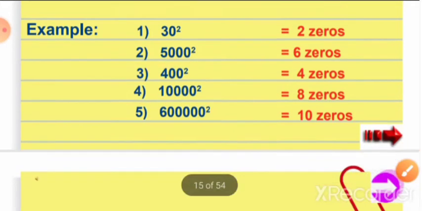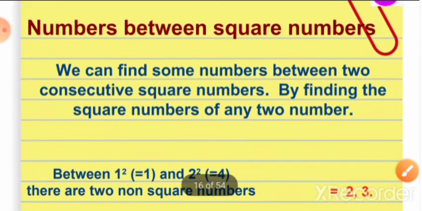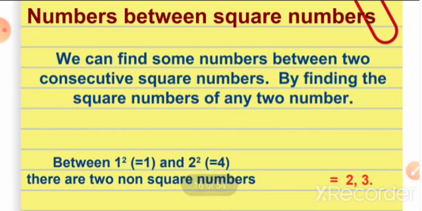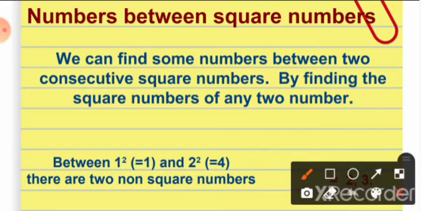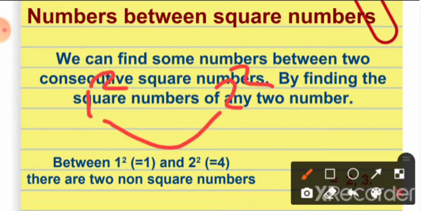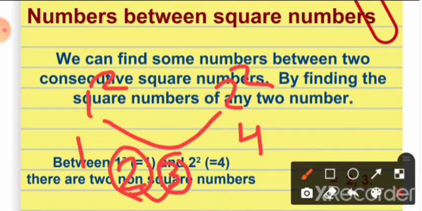Next one is numbers between square numbers. How many numbers are there between two square numbers? Like, take 1 square and 2 square, two consecutive numbers. So how many non-perfect-square numbers are in between? 1 square is 1 and 2 square is 4. So the non-perfect-square numbers are 2 and 3. It means only 2 numbers are not perfect squares.